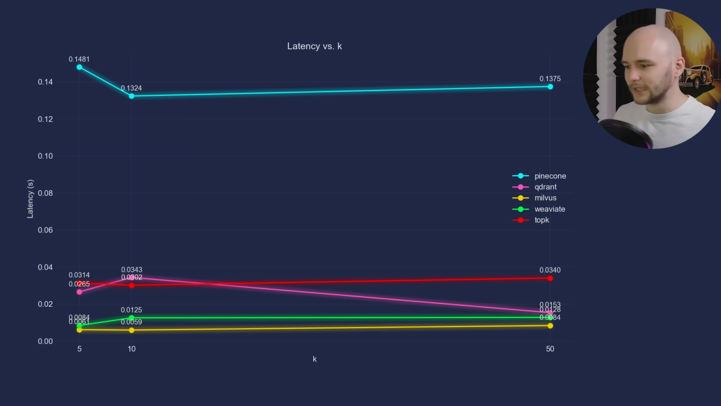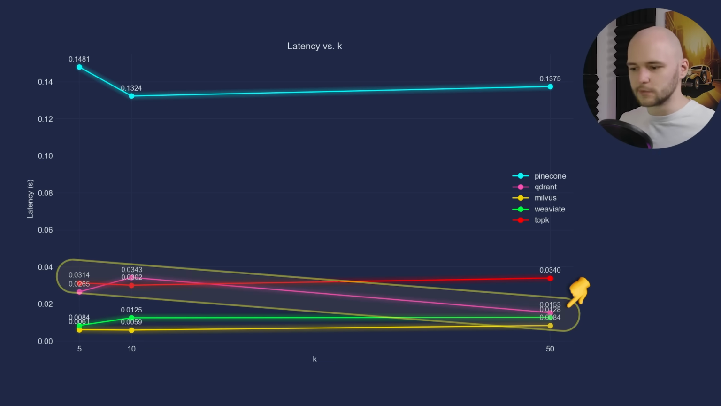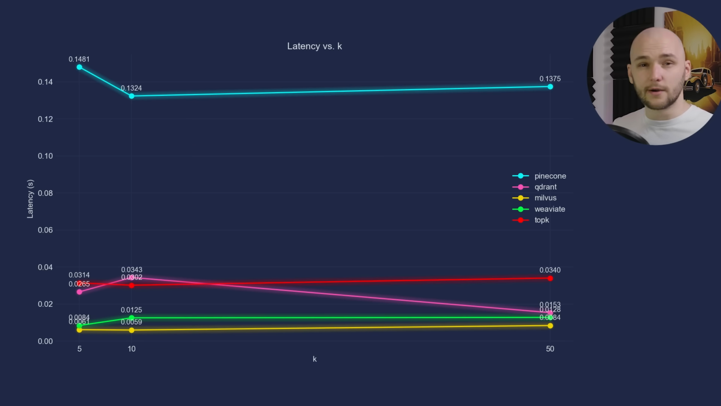And look at that, interestingly enough, Qdrant actually becomes faster as you increase the number of results you ask for. This might sound counterintuitive, but it's likely because of how Qdrant batches its internal distance calculations. So performance actually scales better when you query for larger K values.